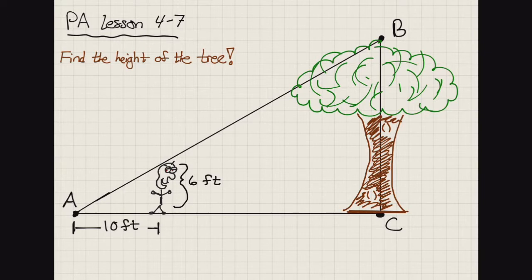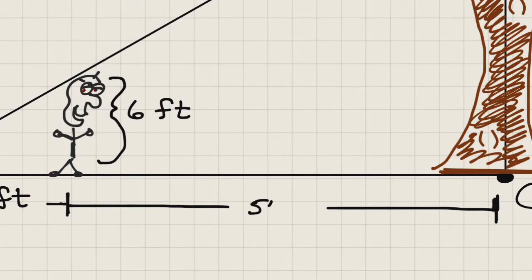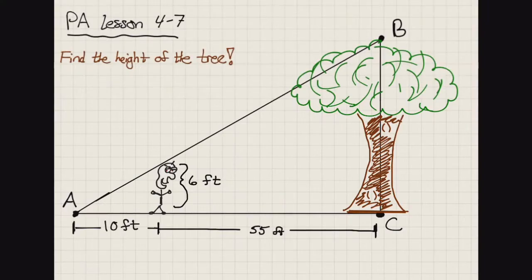I also have been able to measure, okay, from the person to the tree. And I have found that the distance from the person to the center of the trunk of the tree is 55 feet. So that's what we have so far.